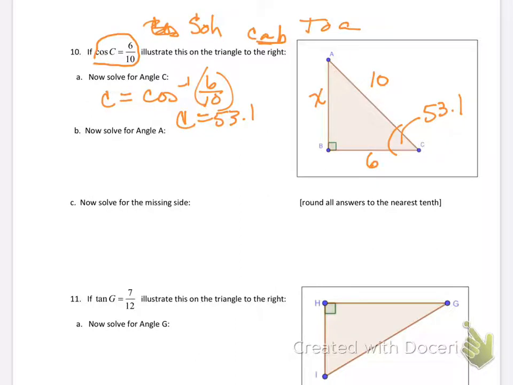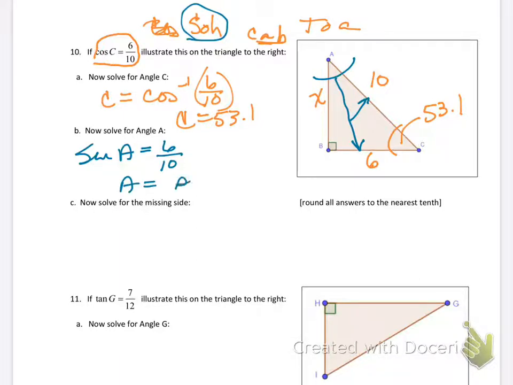Now solve for A. So why don't I change my color, and I want to solve for A. So I want to figure out what I have. Well, I have the opposite, and I have the hypotenuse. That is sine. So the sine of angle A must be 6 over 10. To get the angle, I'm always going to use my inverse trig.